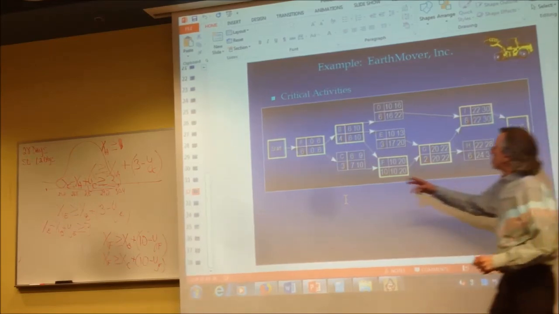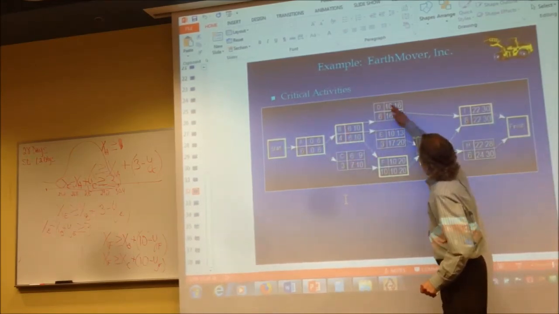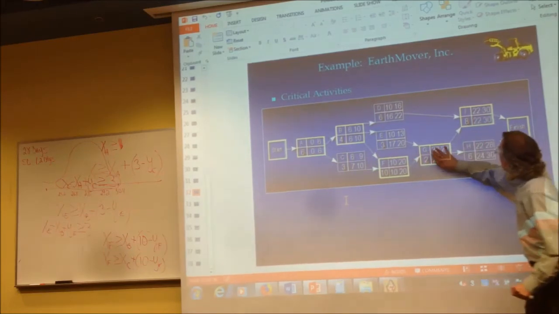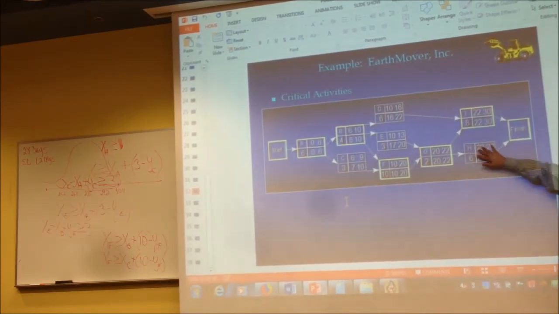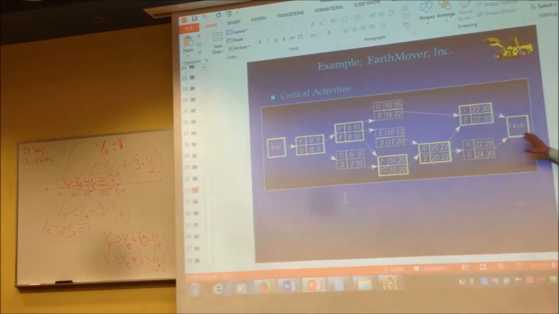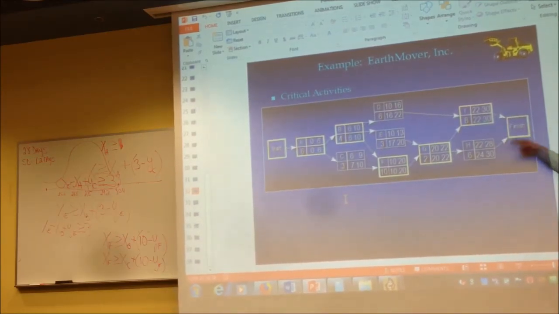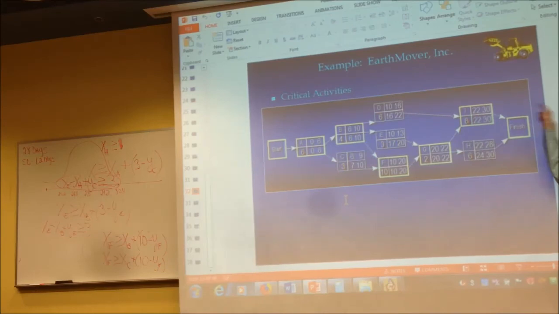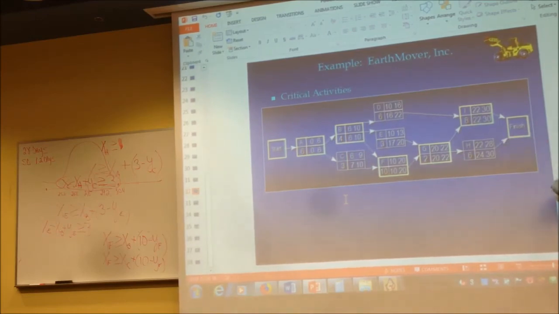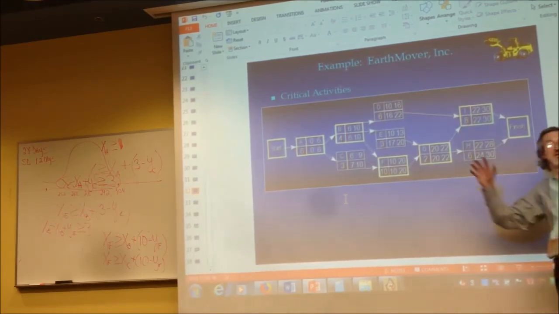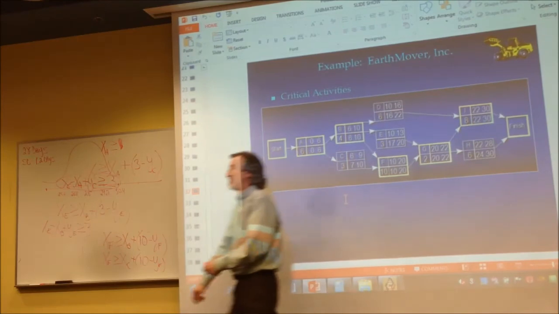So I'm going to have activity constraints 1, 2, 3, 4, 5, 6, 7, 8, 9, 10, 11, 12, plus 2 more. Because I have 2 activities going to the finish that don't precede any other, I have to make their X variables less than or equal to whatever I'm trying to crash this to, which is 26 weeks. That makes 14 activity constraints.